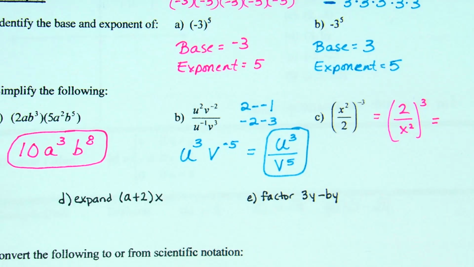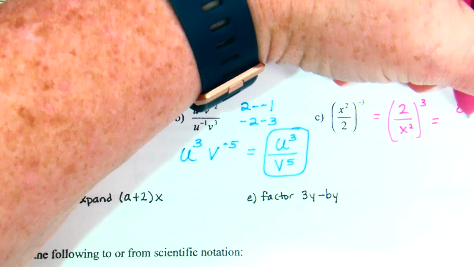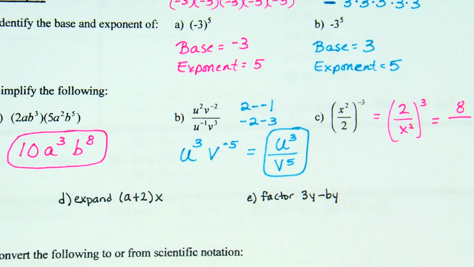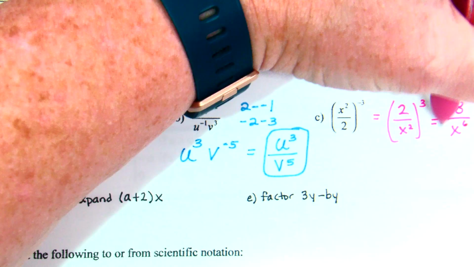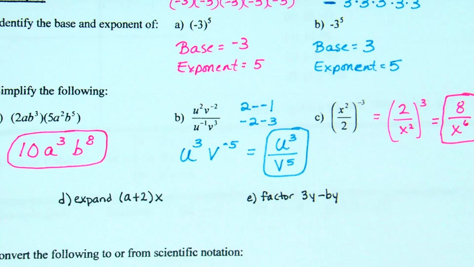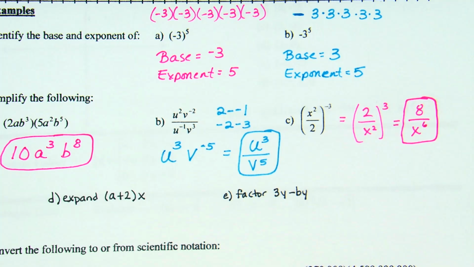What is 2 to the third? 8. What is x to the second raised to the third? It's a power raised to a power. And when it's a power raised to a power, we're going to do what with those powers? Multiply. So it's 8 over x to the sixth. Did we all get that 2 to the third is 8? Those of you that were thinking 6, you got that knocked out of your brains now? Or maybe no one was thinking 6, but usually there's people thinking 6 very easily. And that's a power raised to a power, so then you're multiplying.